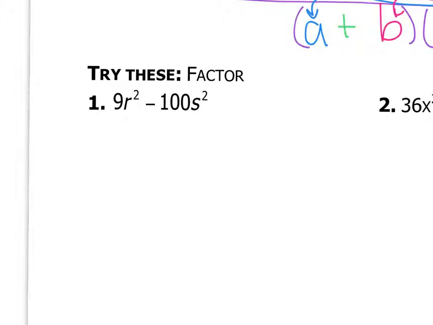Alrighty, on the first one. This one's a little bit different too because we not only have a variable with the first term, but we also have a variable with the second term. So again, let's check. Is this a difference? Yeah. Are they both perfect squares? Yes. All right, so two factors.